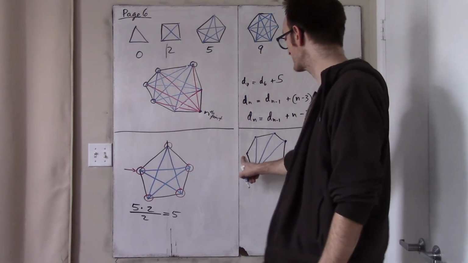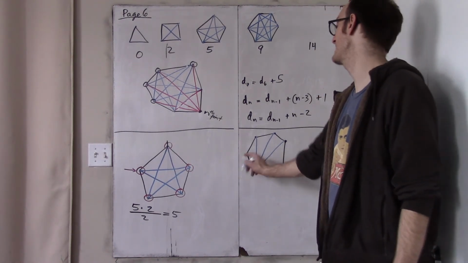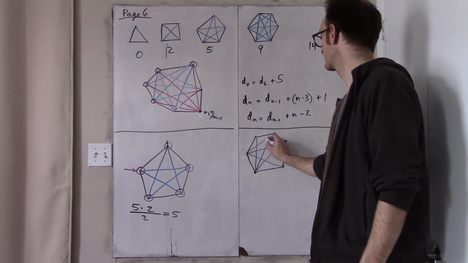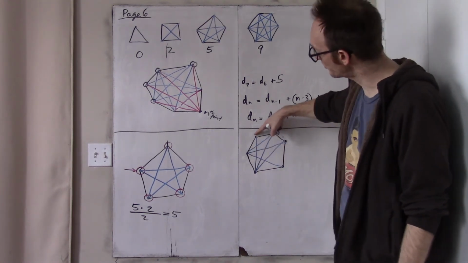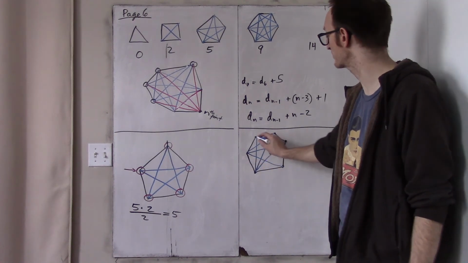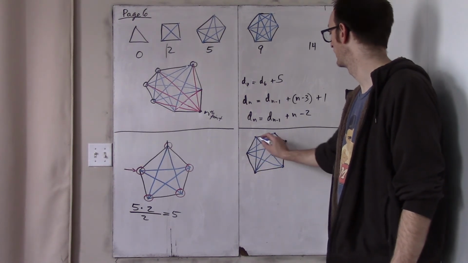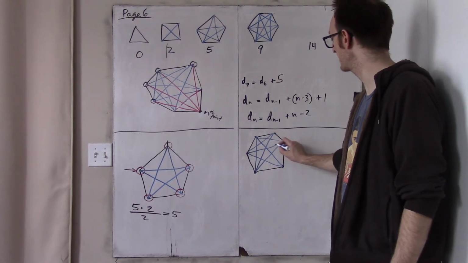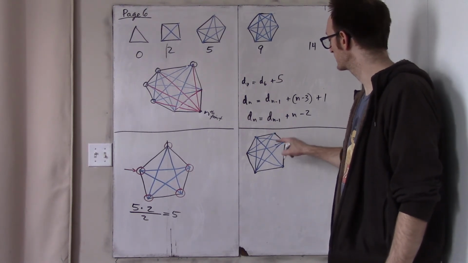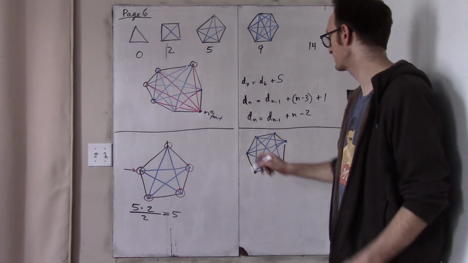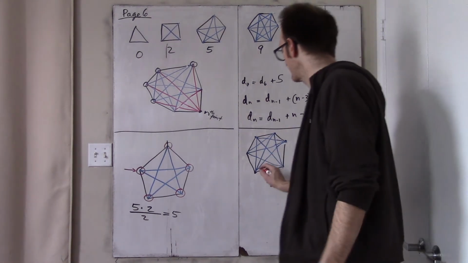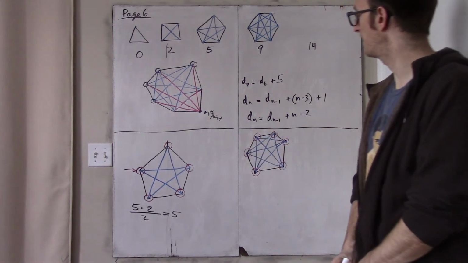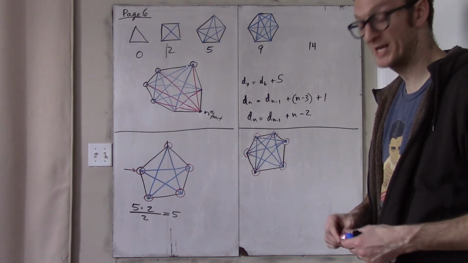And from this vertex, there are also 3 diagonals. 1, 2, 3. From this vertex, there are also 3 diagonals, but one of them has already been accounted for. So 1, 2, 3. From this vertex, there are also 3, but one of them has already been accounted for. So 1, 2, 3, and now 1, 2, 3. In other words, at every vertex of this hexagon, there are going to be 3.